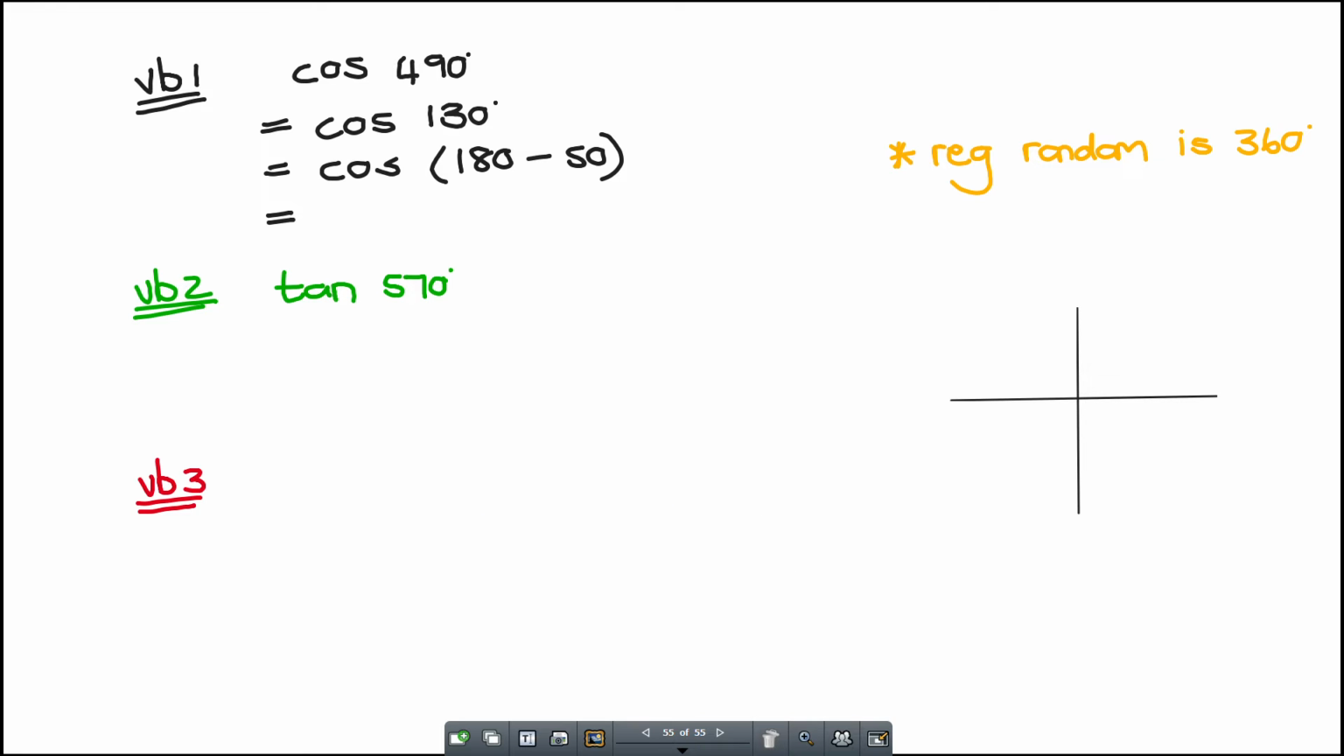En wat is cos daar? Negatief. So dit gaan wees negatief cos 50. Nee. Ja, negatief cos 50. You guys good there? Okay, so kom ons kyk gou tan 570.